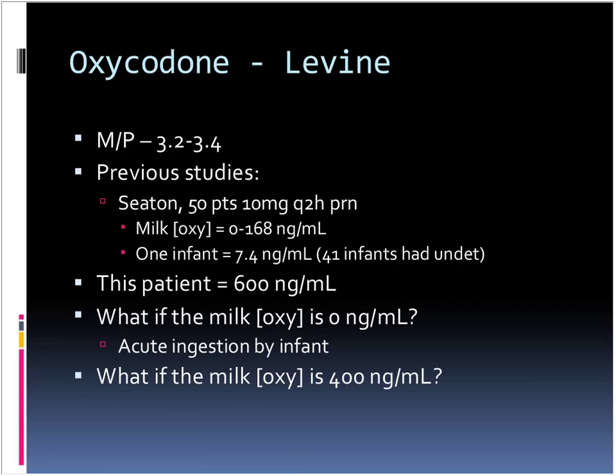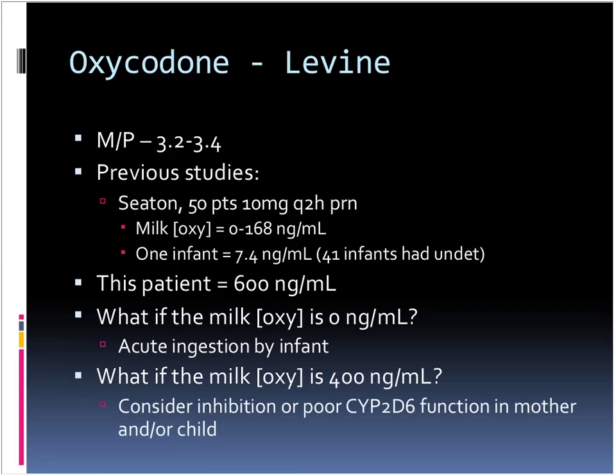What if it's very, very high? Now we have to think, if this is consistent with a breastfeeding exposure, then we have to think about the mother's genotype analysis and whether she is a poor metabolizer or has some other genetic metabolic reason for having such a high milk concentration.